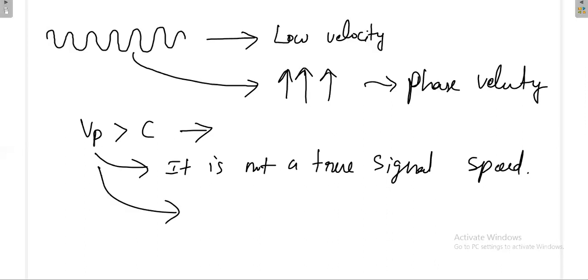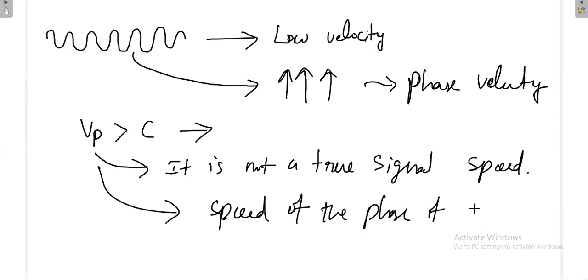It is giving the speed of the phase of the signal. Don't think that whenever the phase velocity is more than the velocity of light in free space, the signal is not moving at that velocity. Only the phase is changing at that velocity. The signal actually will be moving with some other velocity that will be denoted by the group velocity Vg.